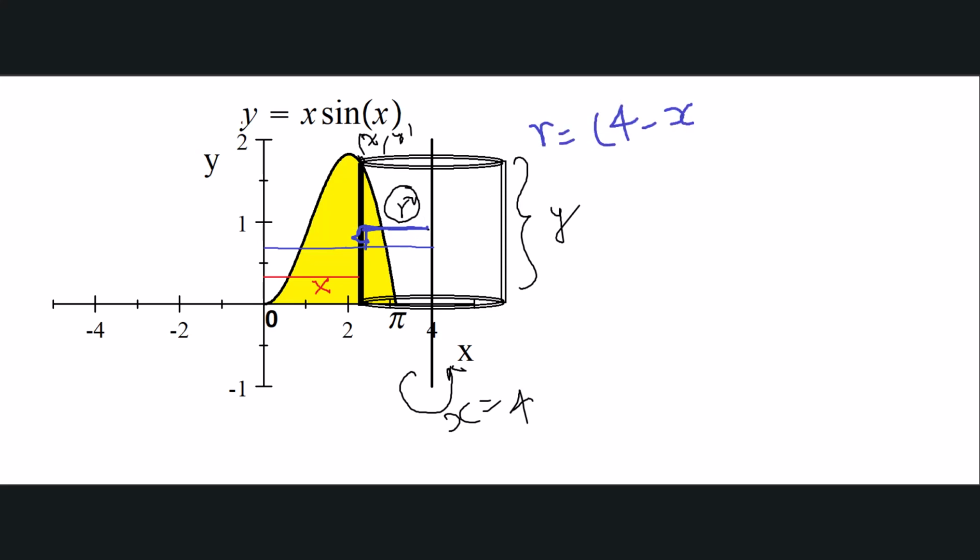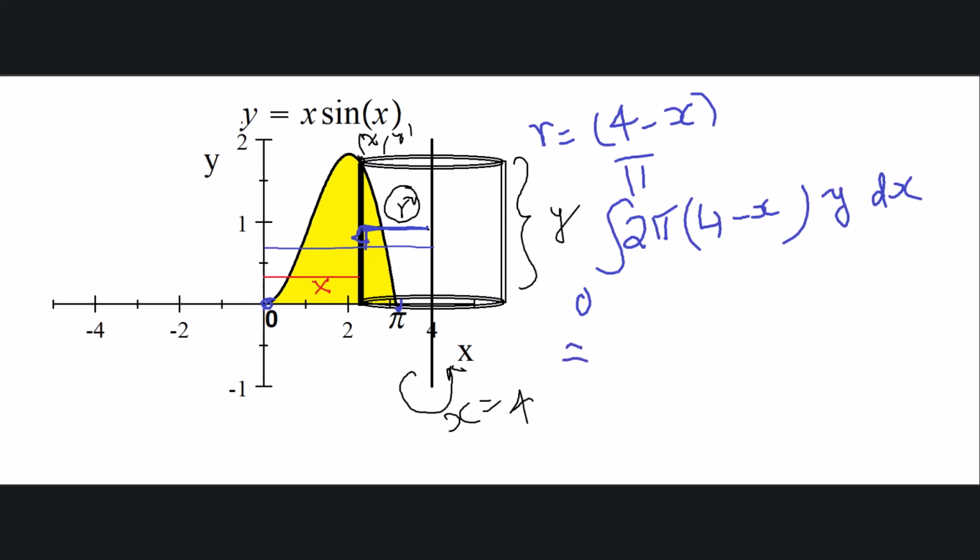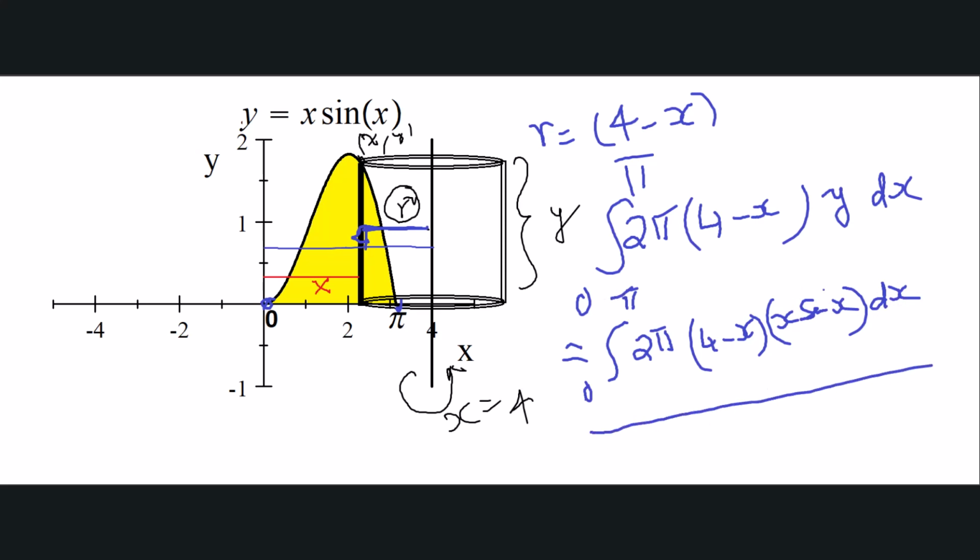So what we have is that this radius r is going to be how much? 4 minus x. So we are going to integrate from 0 to pi as before, and then we will have 2 pi according to the shell method. And for the radius, the radius r is 4 minus x, and then we will have times y dx, which is going to be the integral from 0 to pi of 2 pi times 4 minus x, and then y is how much? x sine x.